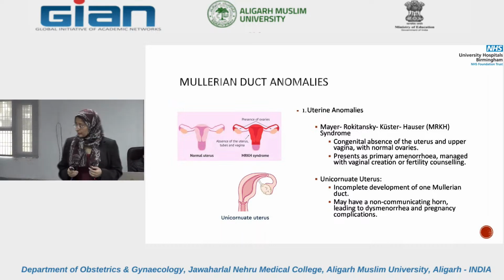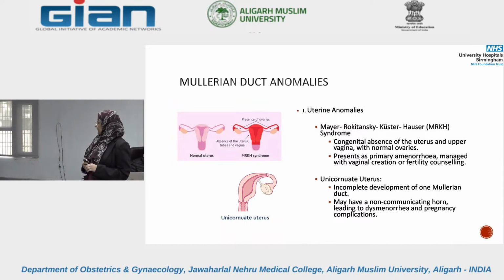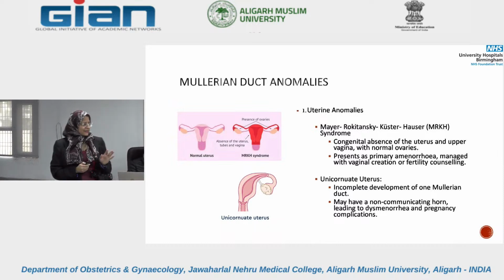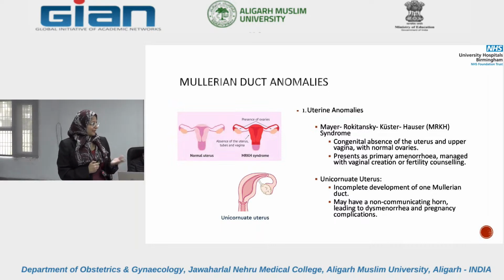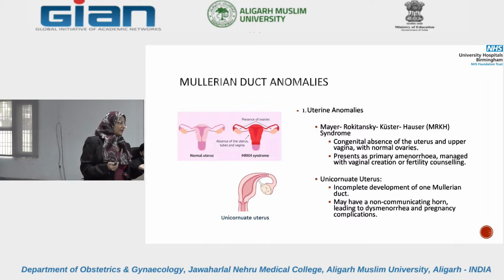Sooner the better. Okay, so we are talking about MRKH. The ovaries are normal, so all secondary sexual characteristics will be normal. But there are no periods, unfortunately, because there is no uterus and there is no upper vagina. Lower vagina may look normal. So there could be huge implication with vaginal creation. Functionally she can function as a female, but obviously fertility is a problem.